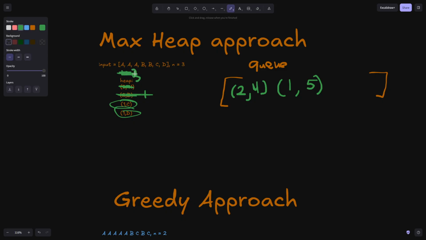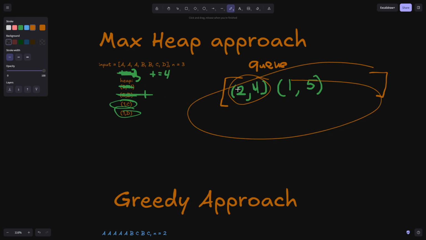Let me just cross this out. So when t equals 4, we're going to take this, remove it from our queue, and put it back into the heap. Because now we've freed up our A's so we can use it again, right? So kind of the point of the queue is that it's like a placeholder for tasks that we can't currently use because we have to wait some set amount of time, right?